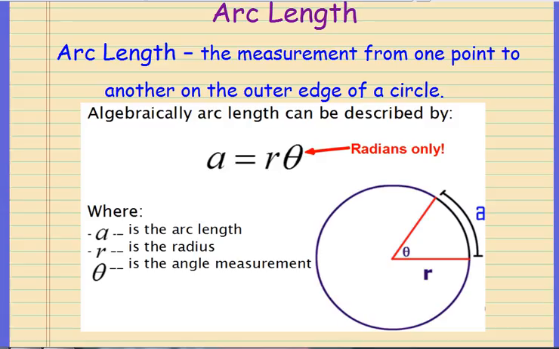Now, I do kind of want to point something out because I kind of just messed up myself. A in this case stands for what? Arc length. If I had a capital A, that would stand for what? Area. Be very careful. Okay, we are going to talk about area, just not today.